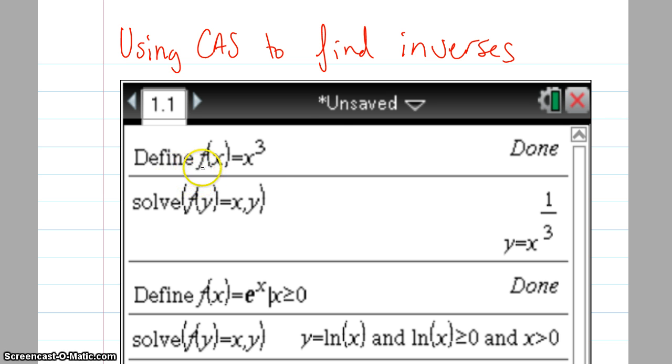I'd define my function, say x cubed, and then I'm actually going to swap the x and the y's on the CAS. So I'm going to solve f of y equals x for y, and it ends up with y equals x to the power of a third, which is the inverse.